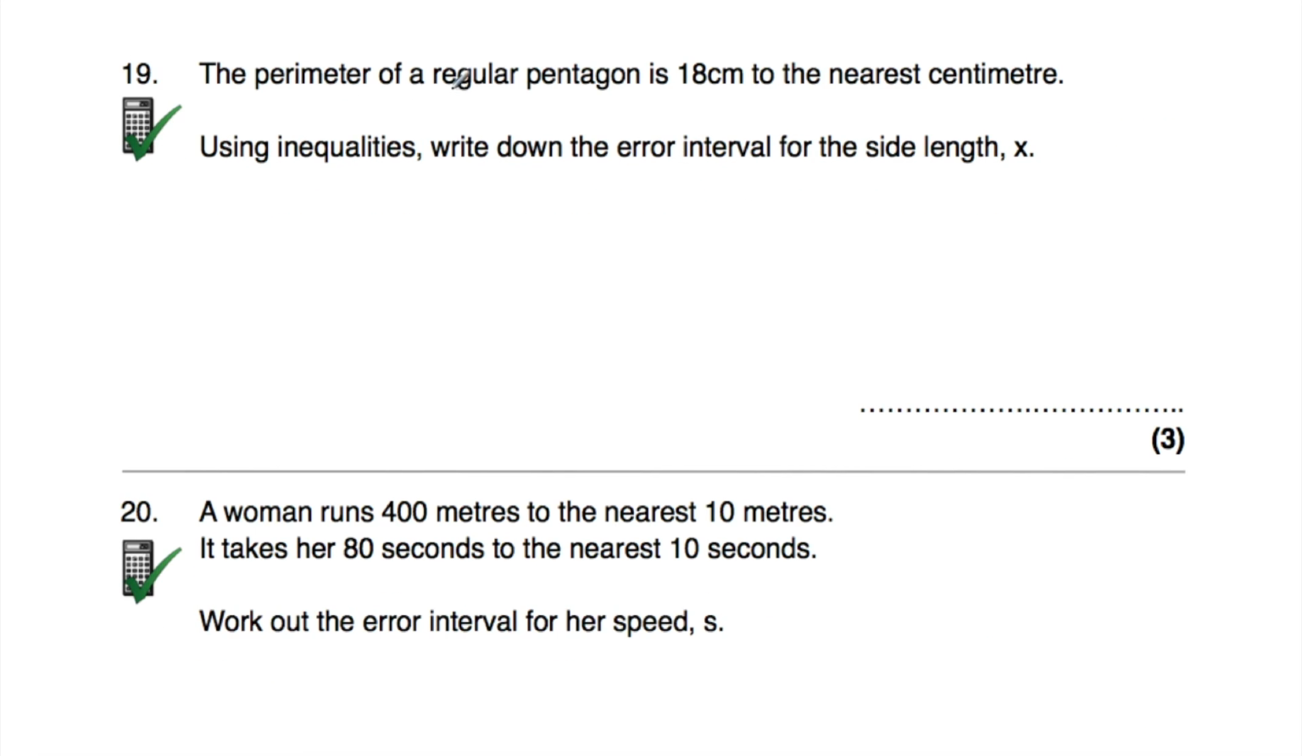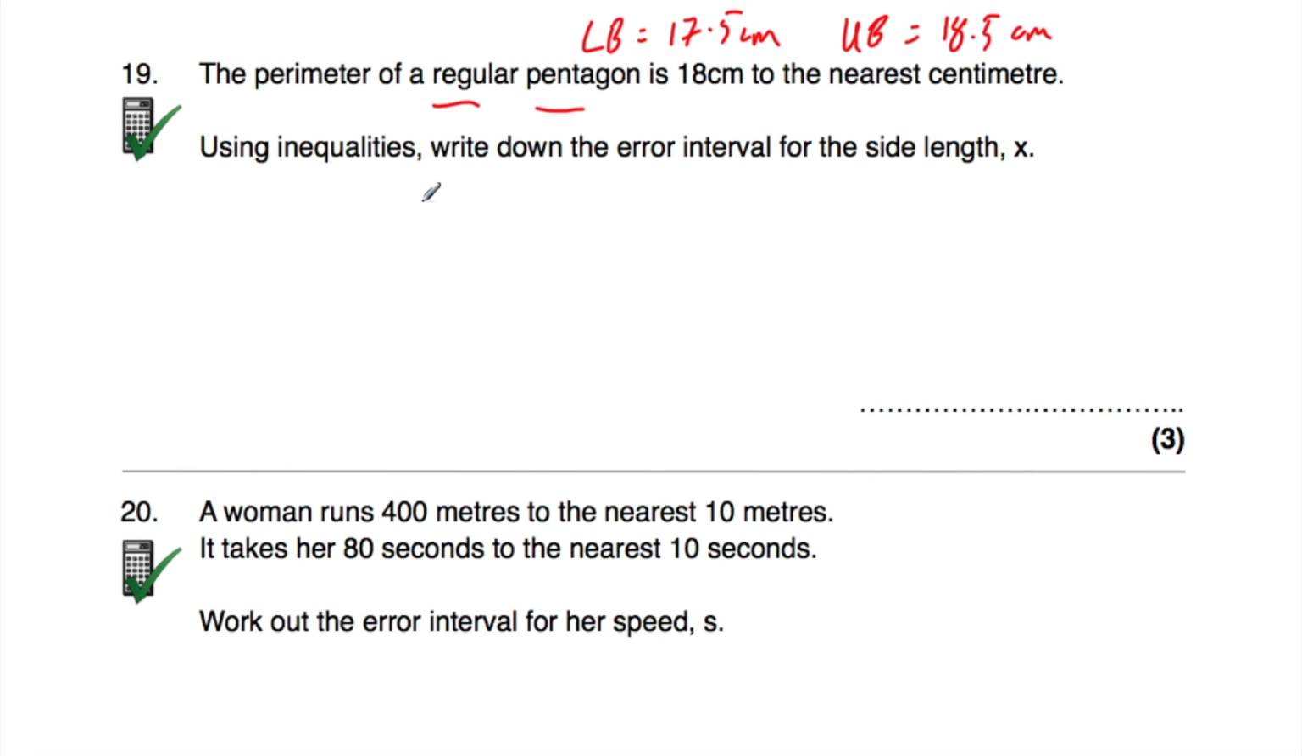Question number 19 says the perimeter of a regular pentagon is 18 centimeters to the nearest centimeter. So that means the lower bound for the perimeter would be 17.5 centimeters and the upper bound would be 18.5 centimeters. And we've been asked to use inequalities to write down the error interval for the side length x. So we want an error interval for the length of each side. Now it's regular, so all sides are the same length, and it's a pentagon, which means it's got 5 sides. So if we divide the perimeter by 5, we can find the length of each side.